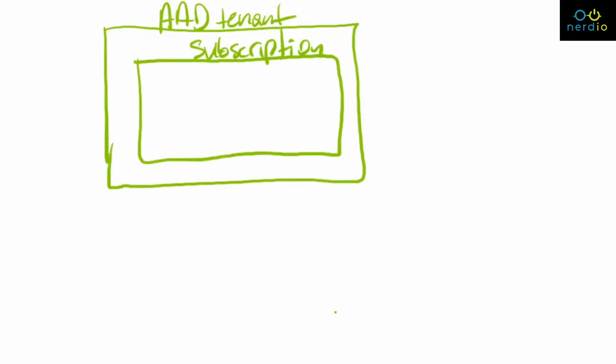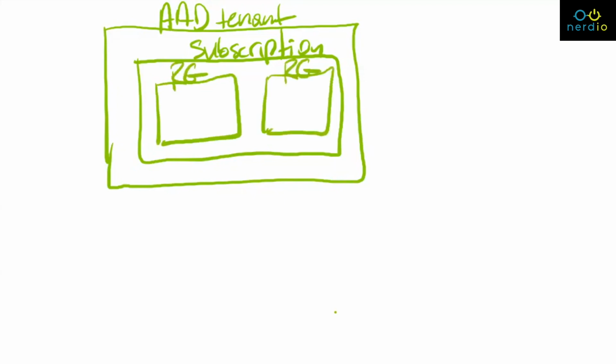So let me just make a visual representation here. Within subscriptions, you have resource groups. And within the resource groups, you have resources. Okay. So this is where you get billed. You get billed at this level.